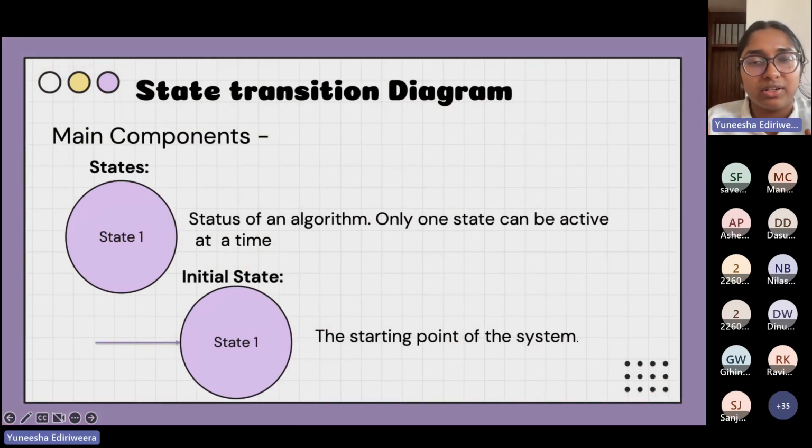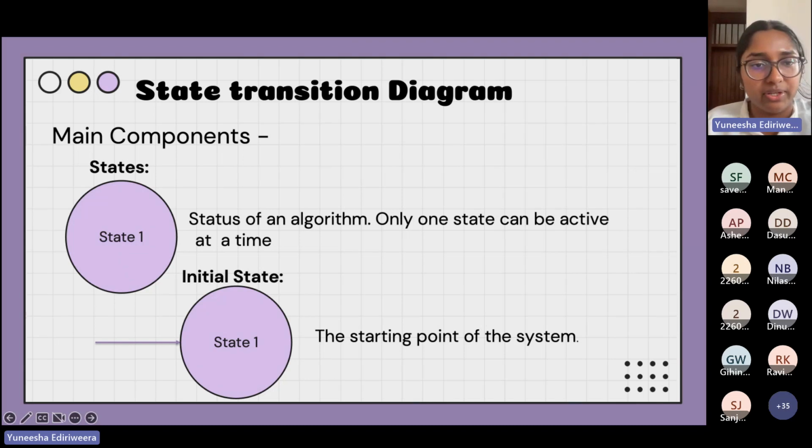Y'all might not fully understand what I told up to now. The basic thing we talked about up to now is the finite state machine, and there is a graphical representation for it. The graphical representation of a finite state machine is state transition diagrams. To talk about state transition diagrams, let's look at the main components first.